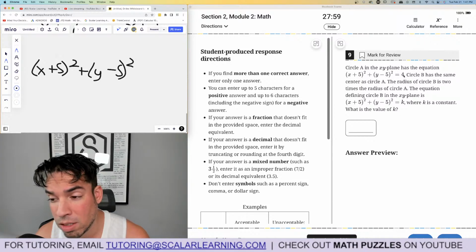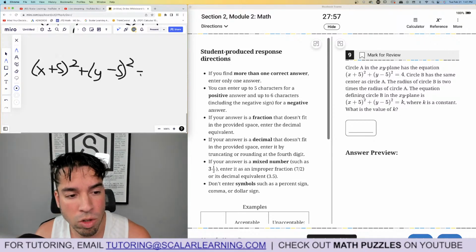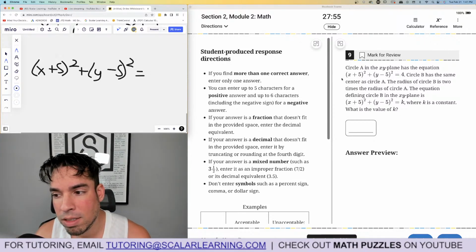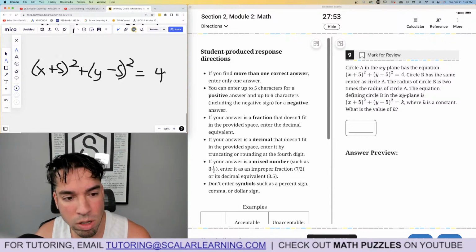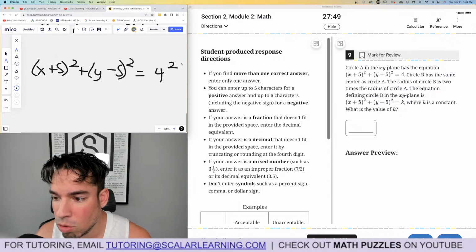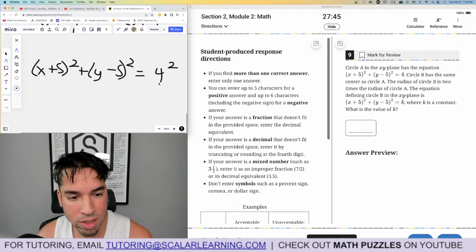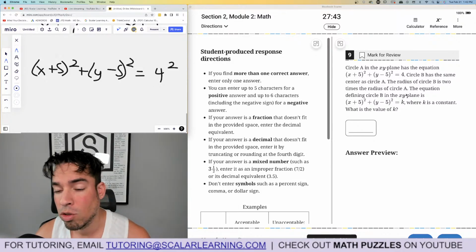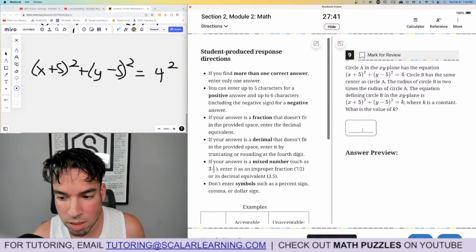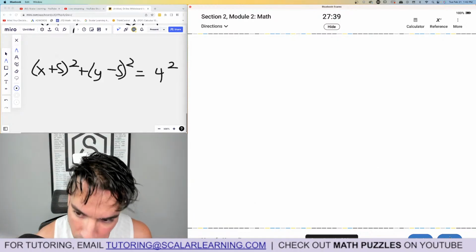So A has a radius that is the square root of 4, which is 2. So B is going to have a radius that is 4, double that, right? So in the equation, it would be 4 squared. The equation to find circle B, okay. So we already know what they're asking. They're asking for K. They're asking for this side, which is radius squared. So if the radius is double, it's 4. 4 squared is 16. Boom, done. All right, next.